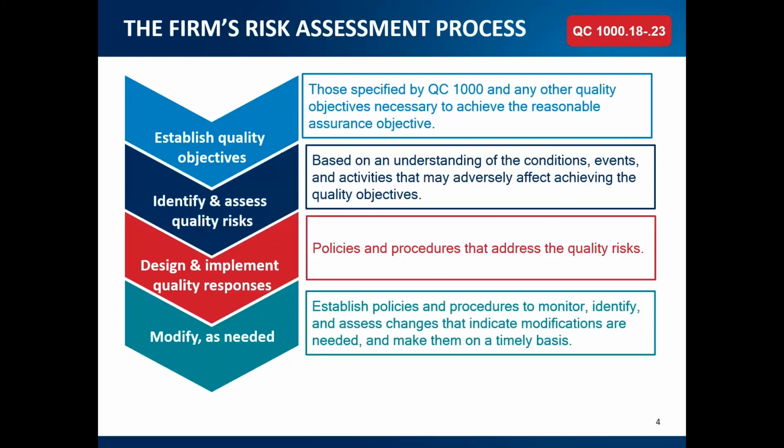This includes the requirements related to the firm's risk assessment process. Therefore, the risk assessment process for a firm that is not required to implement and operate an effective QC system would include establishing quality objectives, annually identifying and assessing quality risks that the firm likely would face if it were to perform engagements, and designing quality responses to address those risks. We'll talk about each of the steps shown on this slide in more detail.